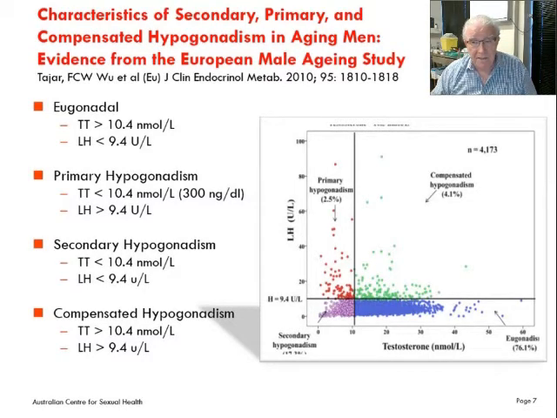The European Male Aging Study provides observational data which identifies the cutoff point for the diagnosis of testosterone deficiency. Normal testicular function, or eugonadism, occurs when the total testosterone is in excess of 10.4 nanomoles per litre and the LH is less than 9.4. In primary hypogonadism, the total testosterone is less than 10.4 with a high LH in excess of 9.4. Whereas in secondary hypogonadism, due to hypothalamic or pituitary failure, the total testosterone is reduced at less than 9.4 with an LH which is either low or low normal. In compensated primary hypogonadism, total T is normal or low normal with a high LH reflecting a maximal or close to maximal LH secretion and a real prospect of eventual fall in testosterone.